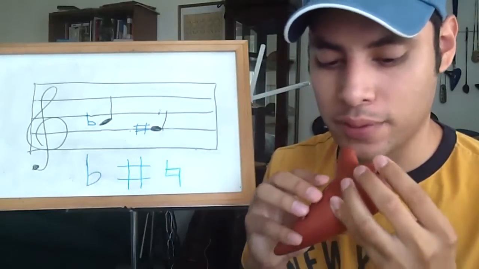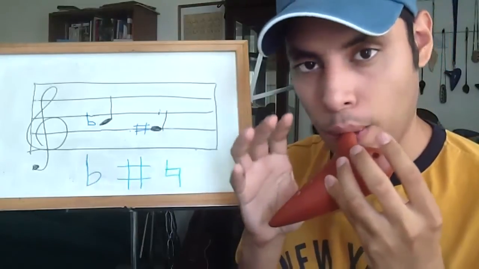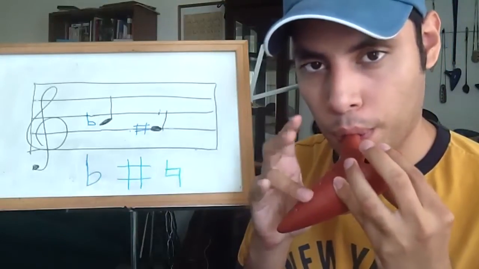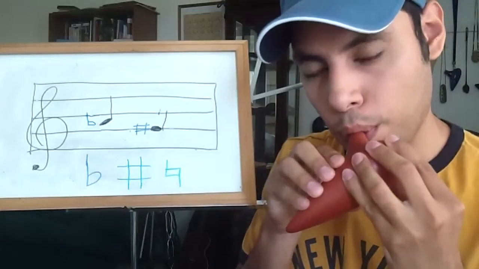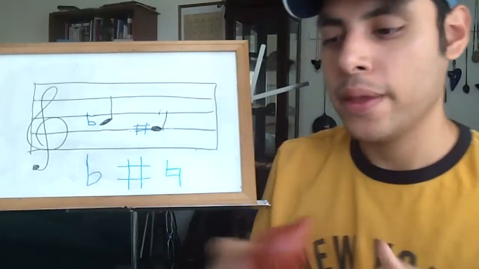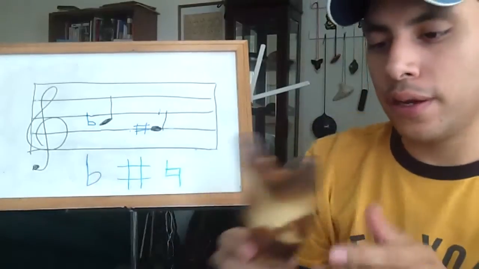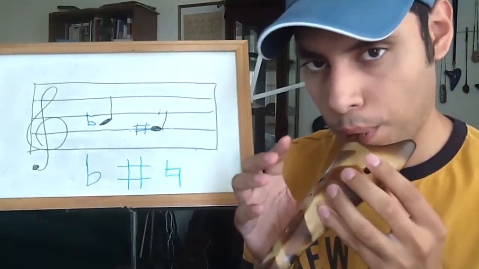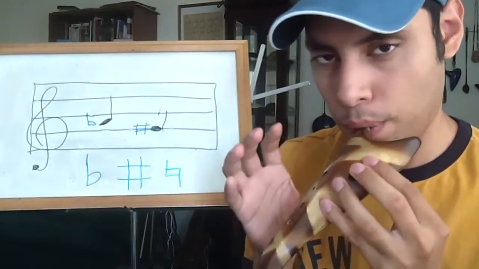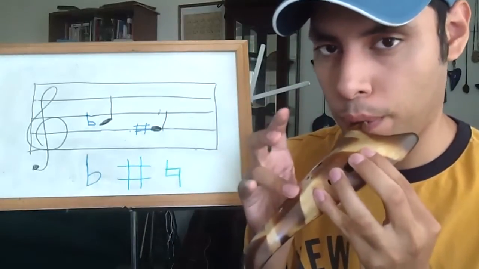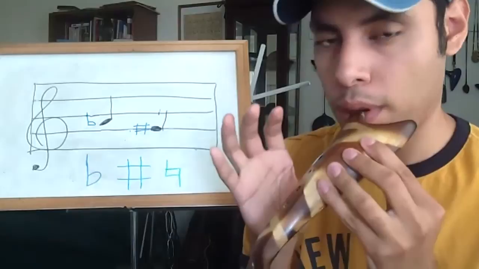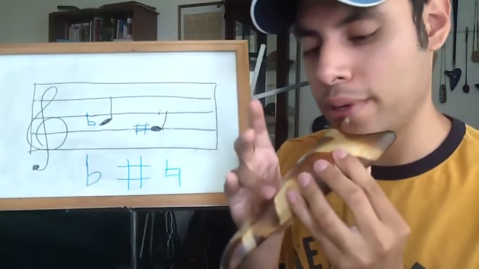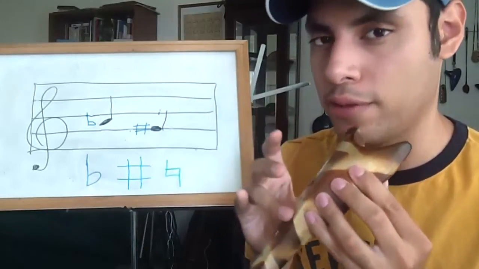So for example, starting from high C, same thing on a 12-hole ocarina. C, B, B flat, A flat, G, G flat. All I'm doing is lowering my ring finger to get those flats.